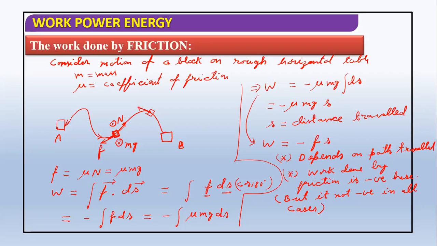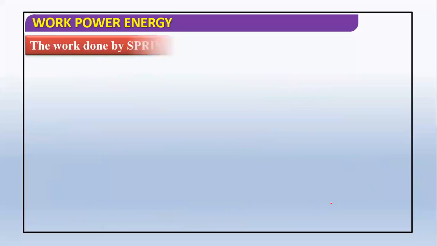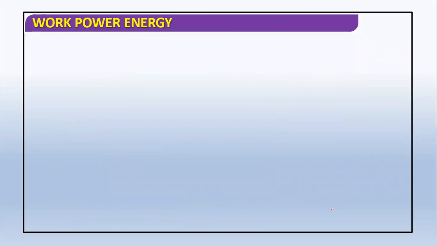So this is the work done by friction, and this is negative work done. Okay, in this case it is negative work done. So this is the learning from the work done by friction. Now we will also see some other examples, like work done by friction when we have positive work done. Next we will see another example of work done by friction.